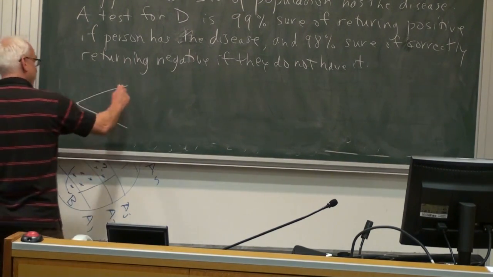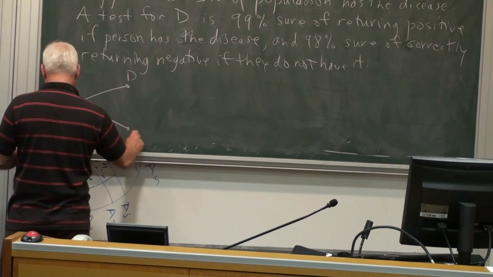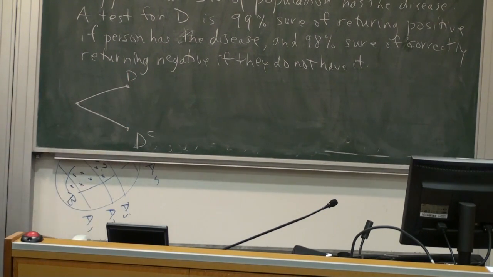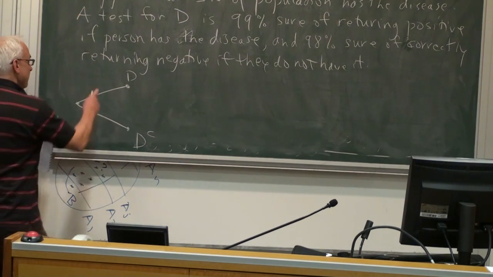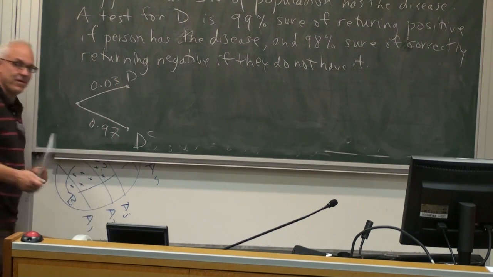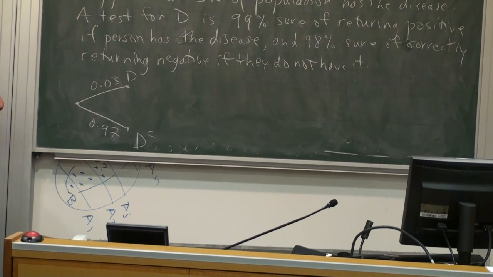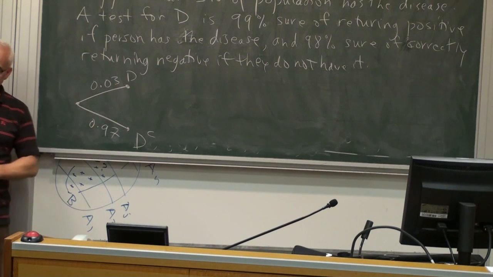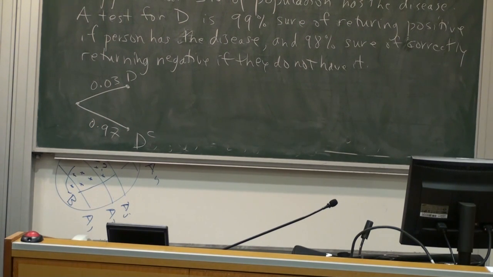There are, first of all, two possibilities. Either you have the disease or you don't. And the probabilities associated with that are just 0.03 and 0.97, because we're just taking a random person from the population and asking, does this person have the disease or not? So there's a 3% chance of having the disease for a random person, a 97% chance of that person not having the disease.